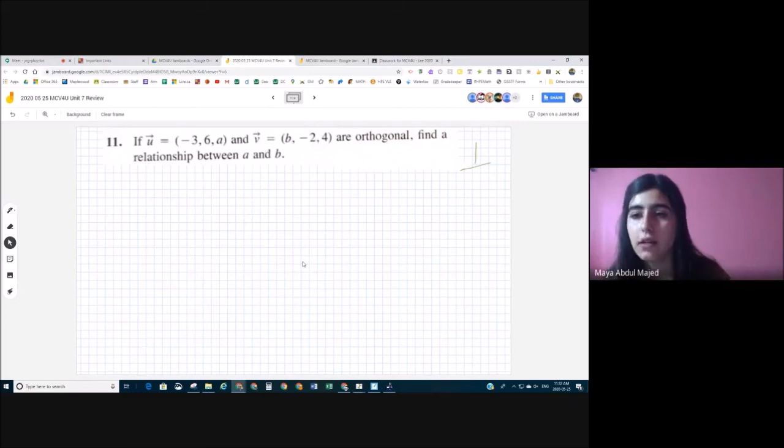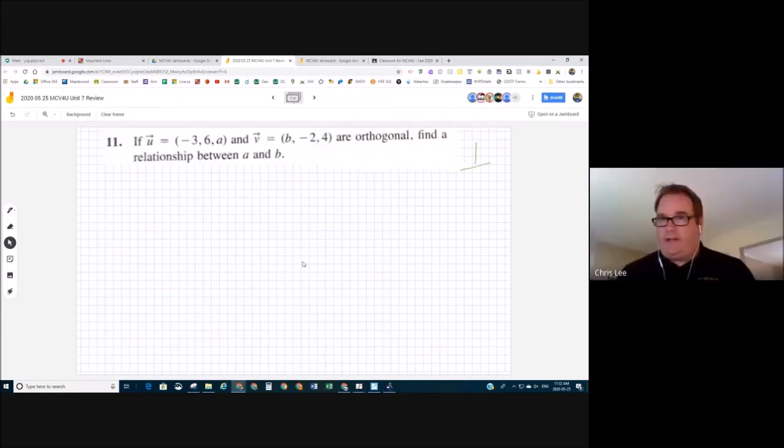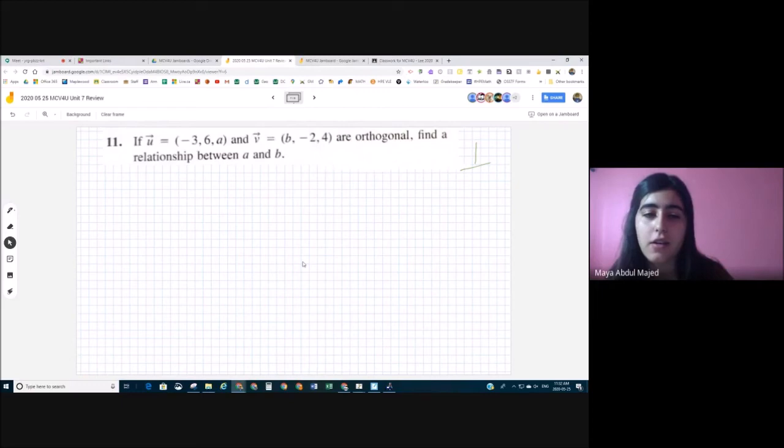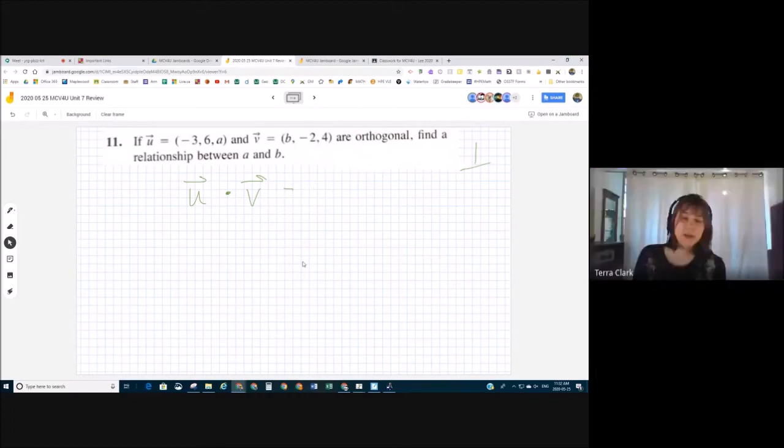Oh, set it to 0 and then solve. Set what to 0? The dot product. Yeah, like the dot product. So it'd be like -3, 6 for a, times b, -2, 4, and then whatever it equals, you have to see if it solves for 0. Because we know that the angle between them is 90 degrees, the cos of 90 is 0. So it makes the right side of our dot equation 0. So we can set it.